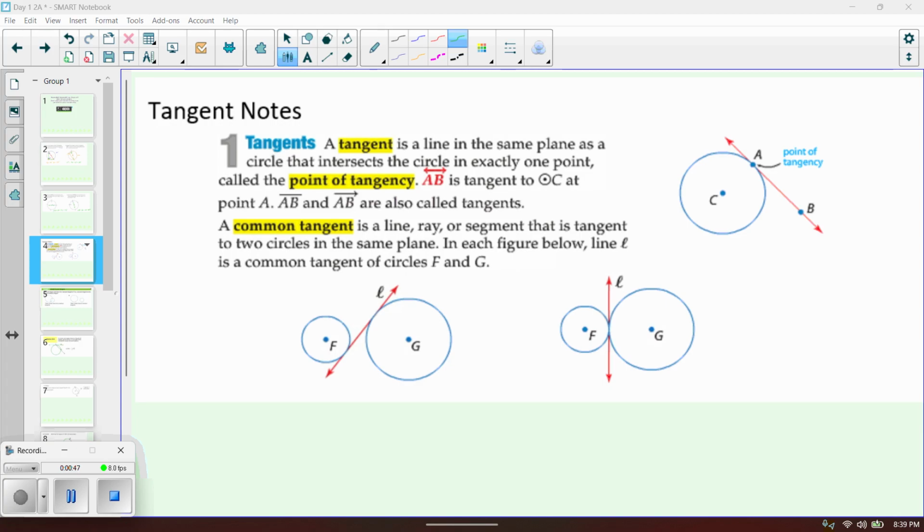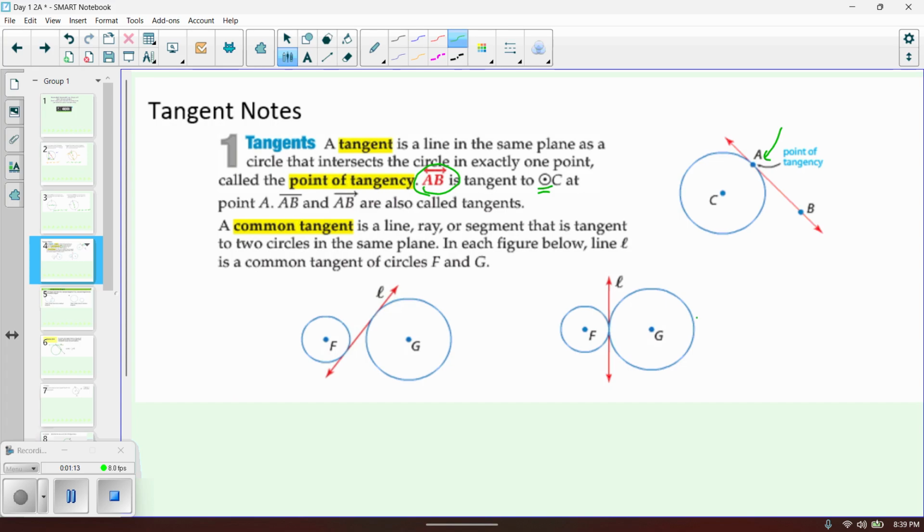And so as you can see with the notation here, that line AB right there, and you know it's a line because it has the double arrows on top of AB, is tangent to circle C. This little symbol right here means circle C at the point A, right there. And that's what we call that point of tangency.